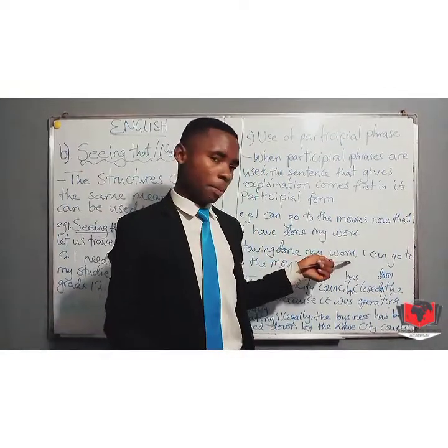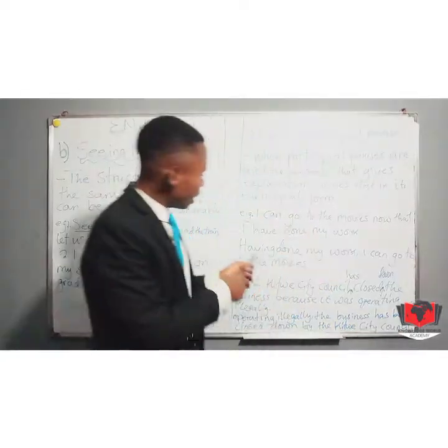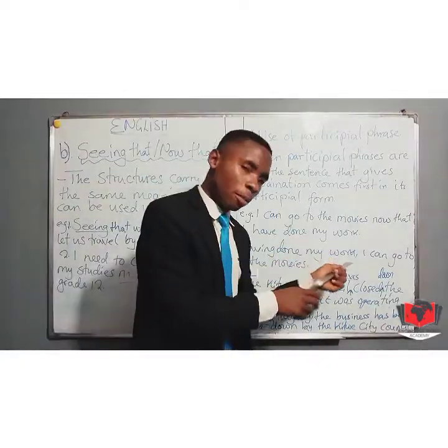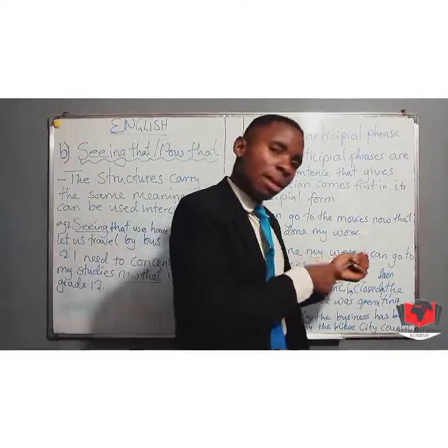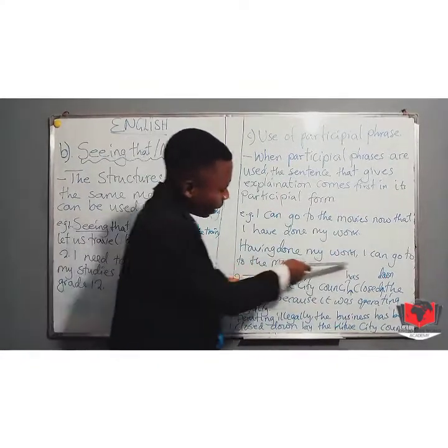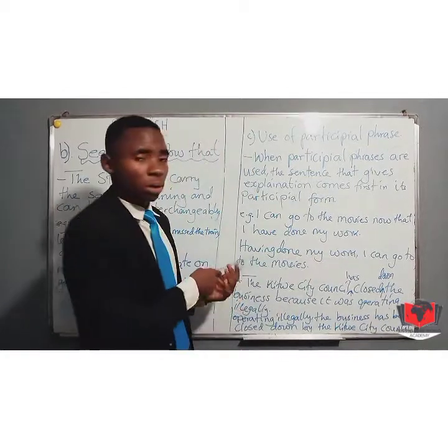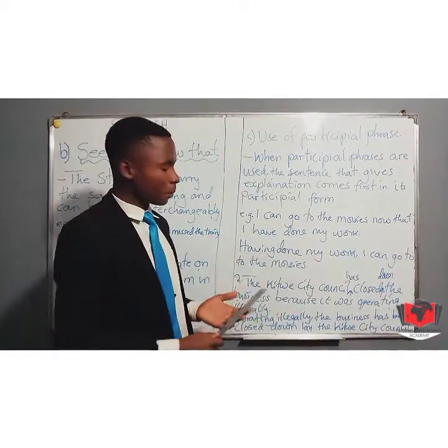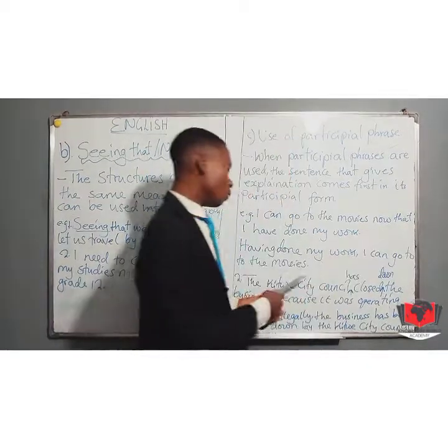Here it comes: done my work. Now, as you can see, it is in its participial form. It is beginning with having. So, having done my work, this is a participial clause or phrase. Having done my work, I can go to the movies.